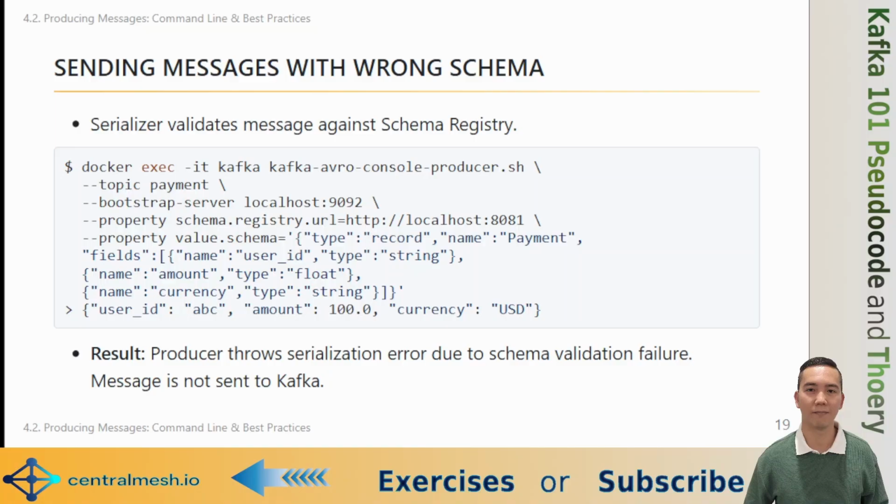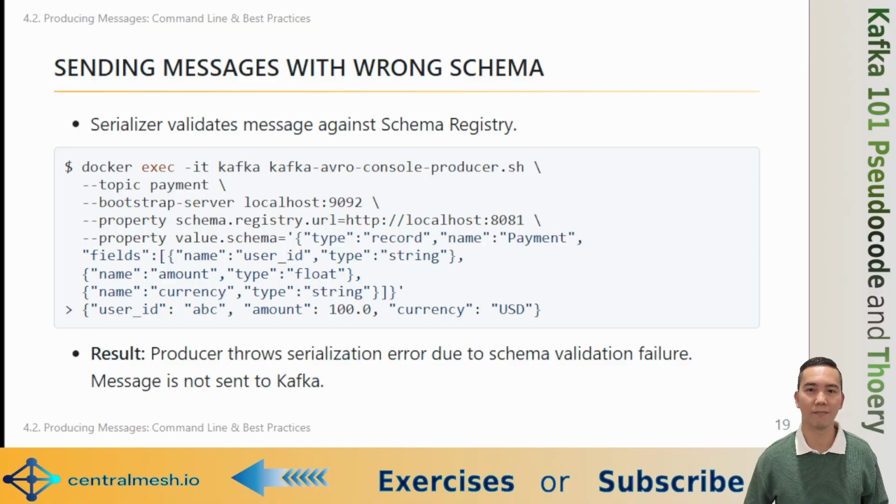Let's see what happens when we try to send a message with a schema that doesn't match the Schema Registry. In this example, the schema we are defining has a user ID field as a string instead of an integer, which is different from the registered schema for the payment topic. The Avro serializer checks the message against the schema in the Schema Registry. Since the user ID field doesn't match the expected type, the producer throws a serialization error.